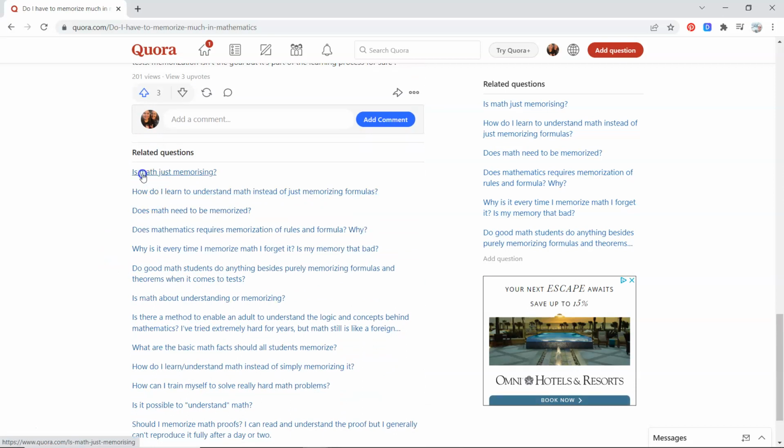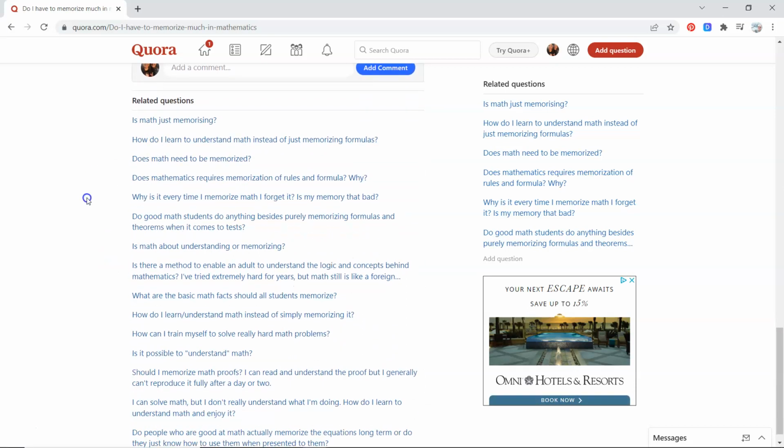So down here, you're going to see related questions. Okay. So look at how they're talking. Does mathematics require memorization of rules and formulas? Why? Okay. When you're writing a blog post title, it's really, really good to be able to phrase it as a question, and the closer you can get to the phrasing that they actually use when they're asking the question, the better. So be sure that you're writing these questions down, that you're putting them into a Google Doc.